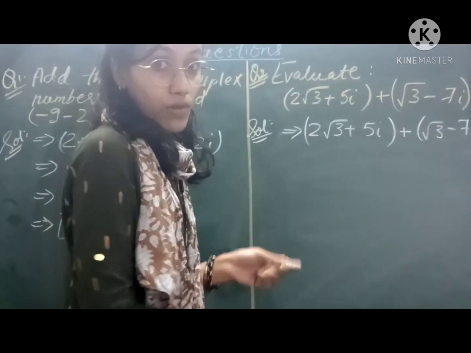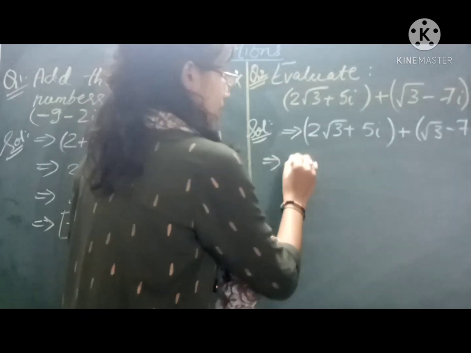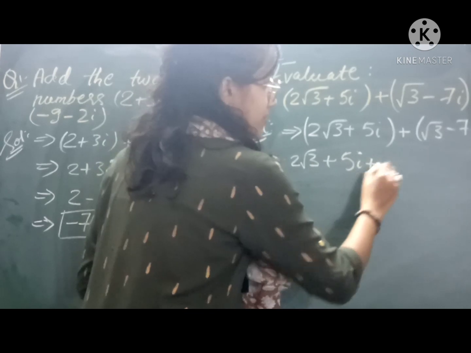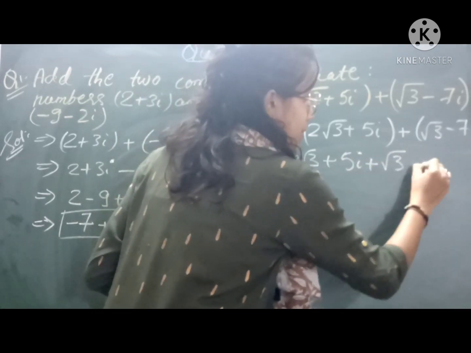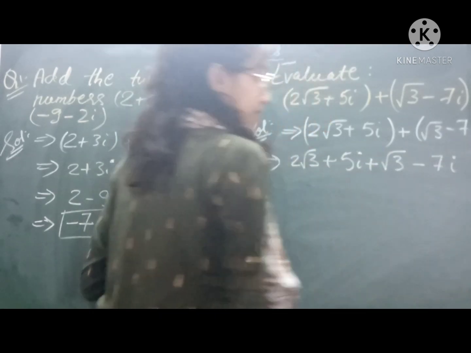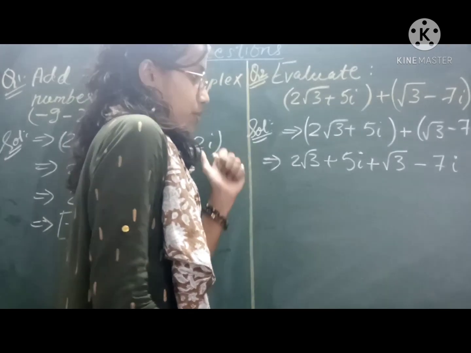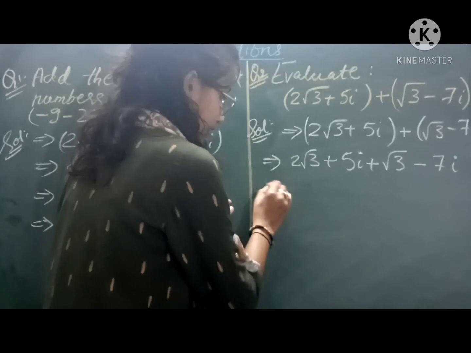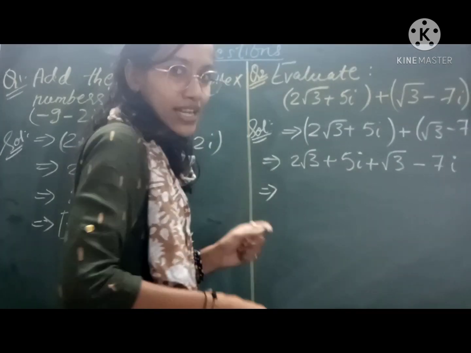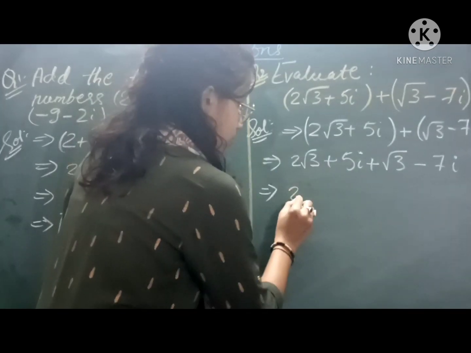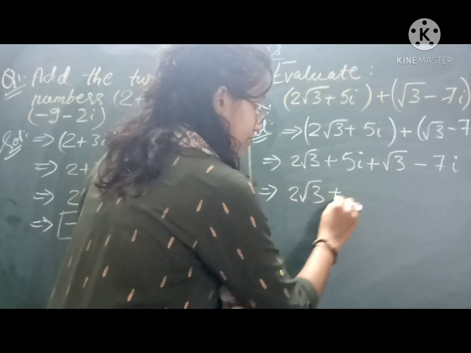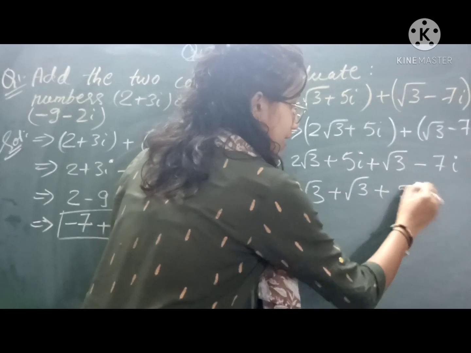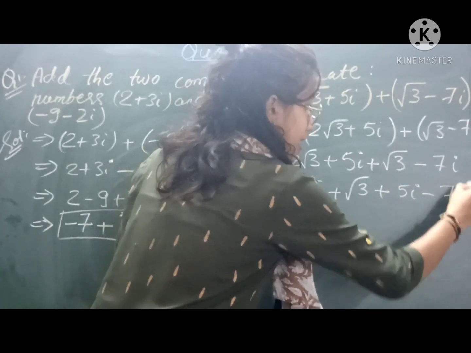We will solve it by opening the bracket first. 2 root 3 plus 5i plus root 3 minus 7i. As we have solved before, we will put the imaginary parts on one side and the real parts on one side to make it easy and to increase your steps. 2 root 3 plus root 3 plus 5i minus 7i.